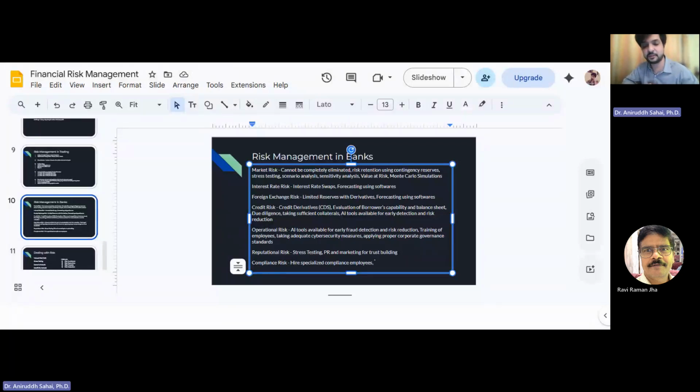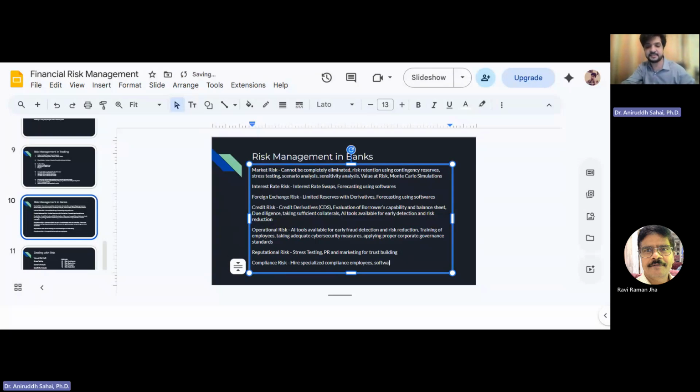This team will also keep themselves updated at regular intervals because regulations keep on changing. The regulators and the government will keep on changing the rules. So these rules have to be detected whenever there is a change. The change in the rules has to be detected very early, and then corrective measures have to be taken accordingly.